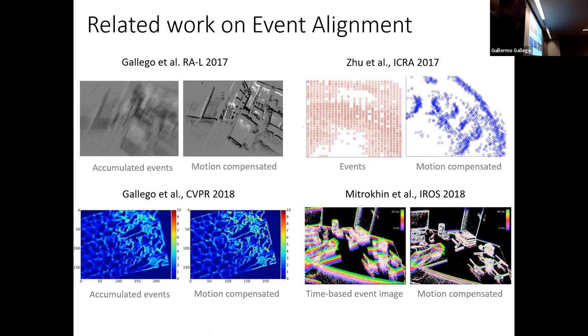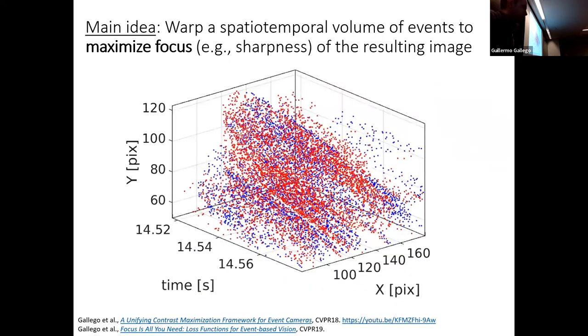And also in Maryland, Cornelia Fermüller and Yiannis Aloimonos are using time maps, trying to do motion compensation with a time-based representation of the events. And as I said, there are many others. The main idea is the following.